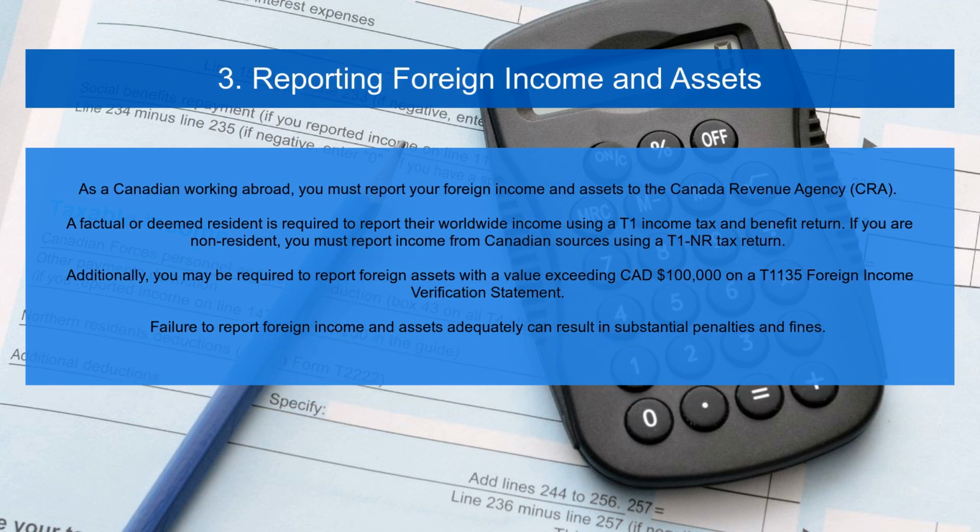As a Canadian working abroad, you must report your foreign income and assets to the Canada Revenue Agency, CRA. A factual or deemed resident is required to report their worldwide income using a T1 income tax and benefit return. If you are non-resident, you must report income from Canadian sources using a T1NR tax return. Additionally, you may be required to report foreign assets with a value exceeding CAD $100,000 on a T1135 foreign income verification statement. Failure to report foreign income and assets adequately can result in substantial penalties and fines.